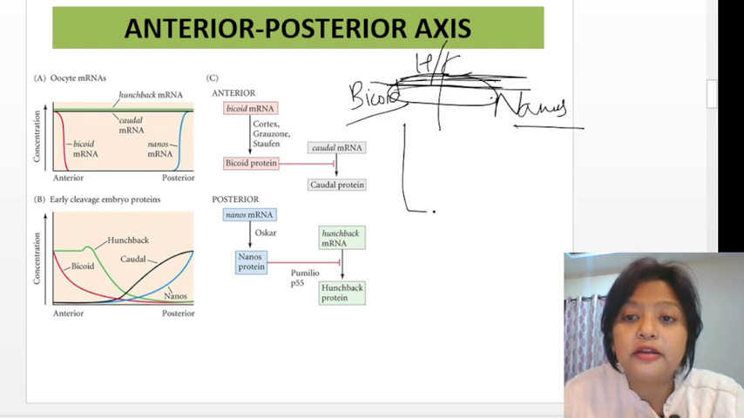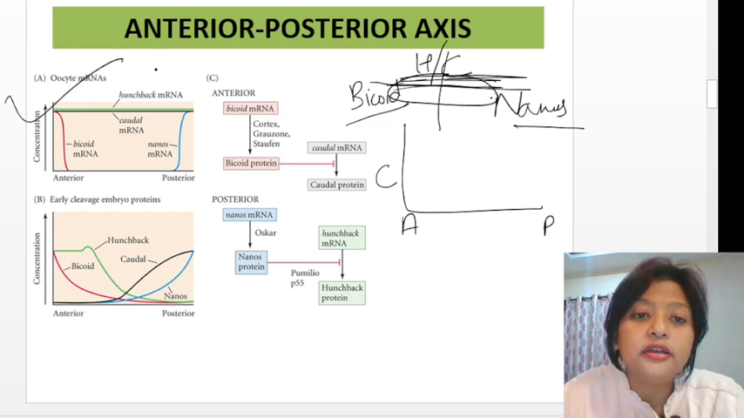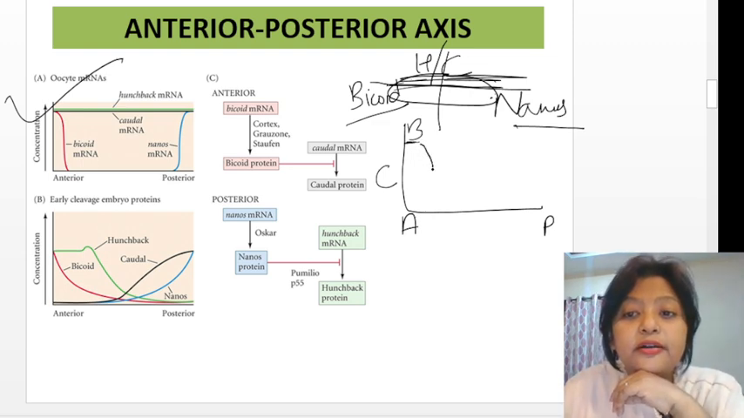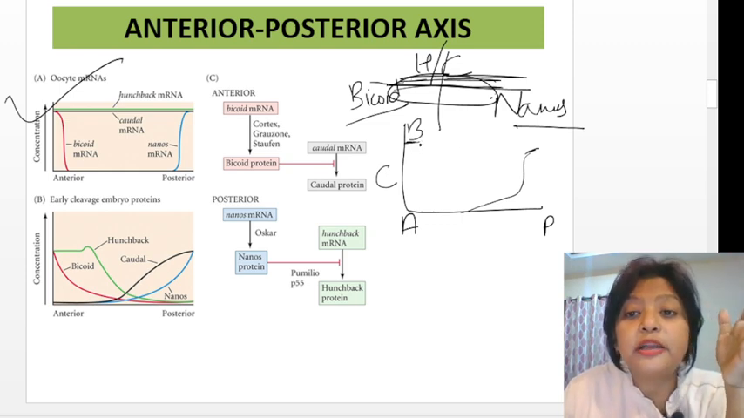Now see the graph part. In the graph, this is anterior, this is posterior. In the anterior part, the bicoid is more, and as soon as it moves towards the posterior part, the bicoid concentration decreases. Similarly, in the posterior part, the nanos is more, and as soon as it moves towards the left hand side, the concentration decreases. But the hunchback and caudal are present throughout.